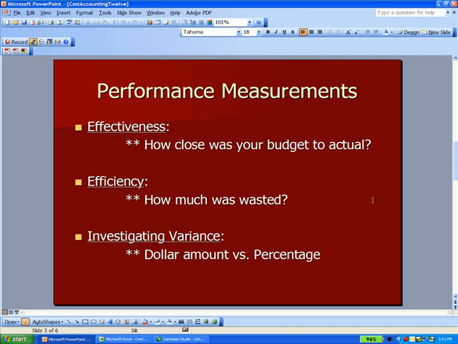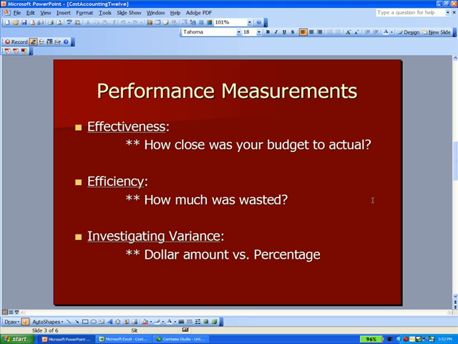Second, efficiency. How much of what you spent was wasted? For example, if you're cutting blue jeans out of pairs of denim, how much of the denim got wasted? How much of your labor costs got wasted because a machine broke and the person couldn't work and you still had to pay them? Those are the kinds of waste and inefficiency ideas that we're talking about here.